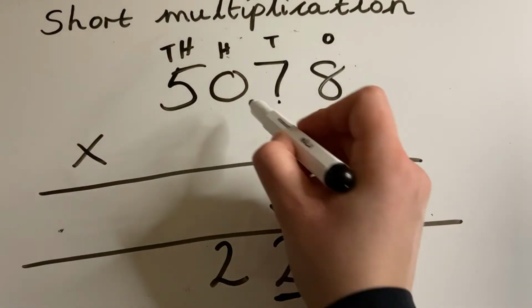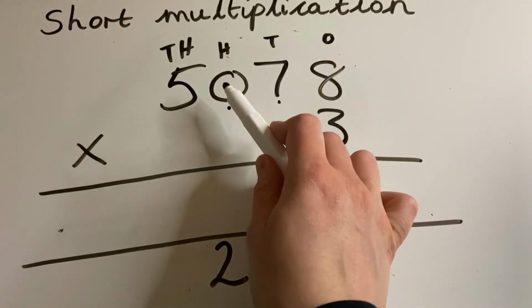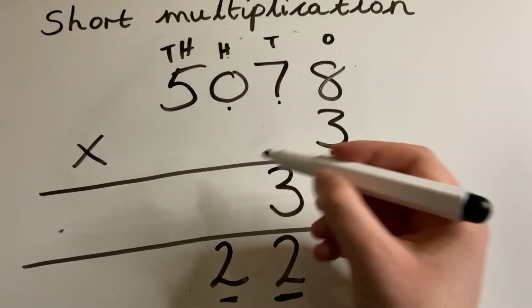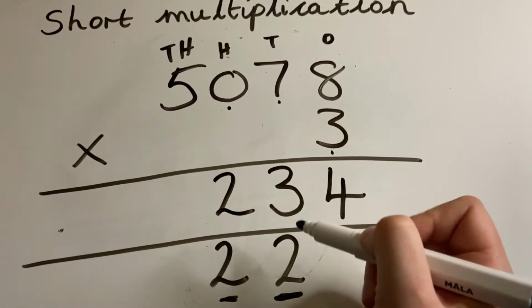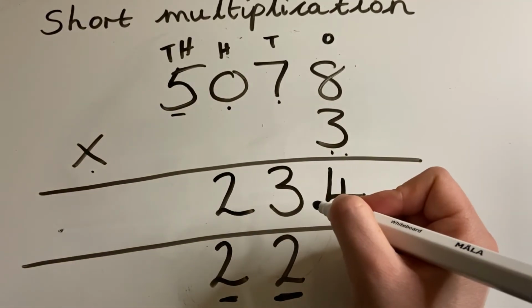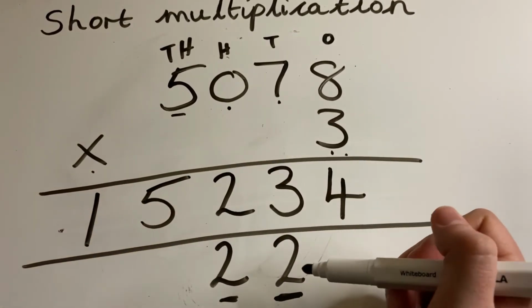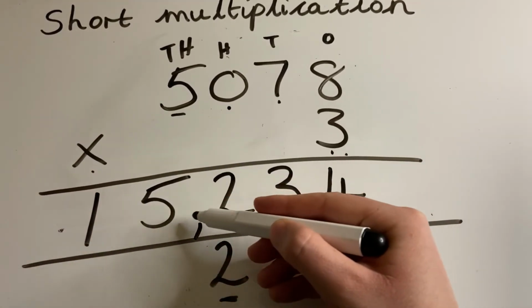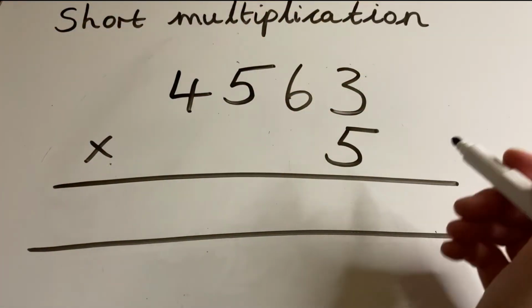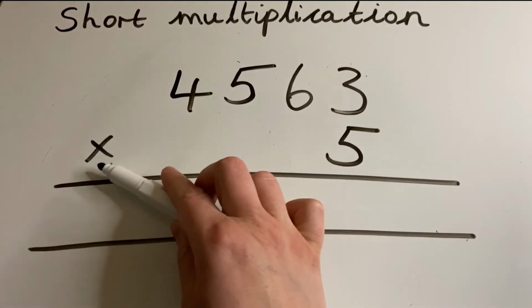Now I look at the hundreds. So 0 times 3. Remember what I said before, anything times 0 is always 0. So that's 0. Add 2 this time. So 2 hundreds, good. And then my thousands. So 5 times 3 is 15. And then I can just write that quickly on there like that. So overall then, I've got 15,234.